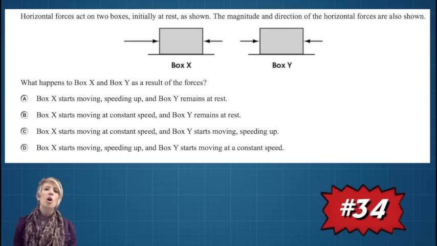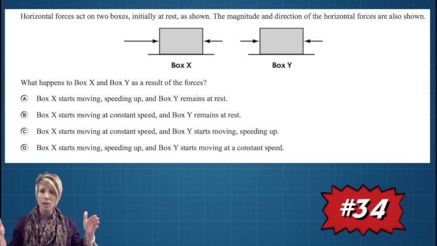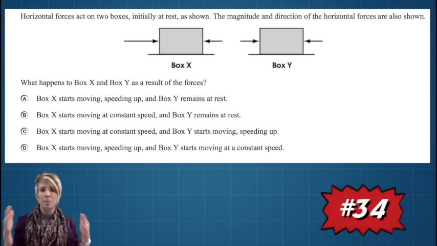Okay, number 34. Horizontal forces act on two boxes, initially at rest, as shown. The magnitude and direction of the horizontal forces are also shown. Now let's review that. Magnitude means strength, the strength of the force. And the longer the arrow is, the more force is being applied.